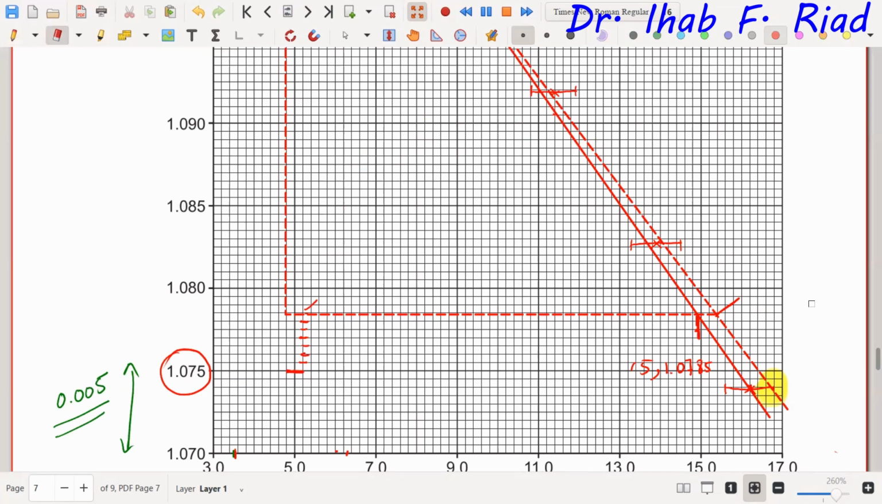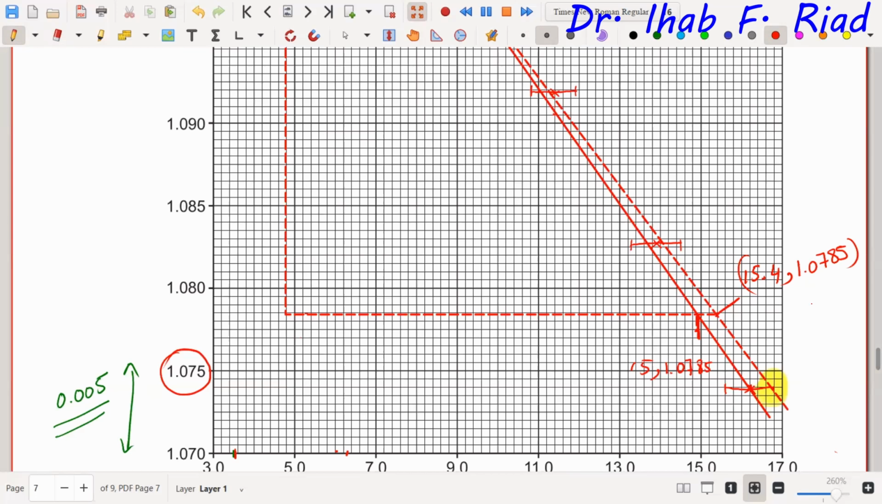Now for the worst fit line, the x value is 15.4, right? What is the y-axis? It is 1.0785. It's the same, right? Yes. It's making life a little bit easier. What about here? This one.